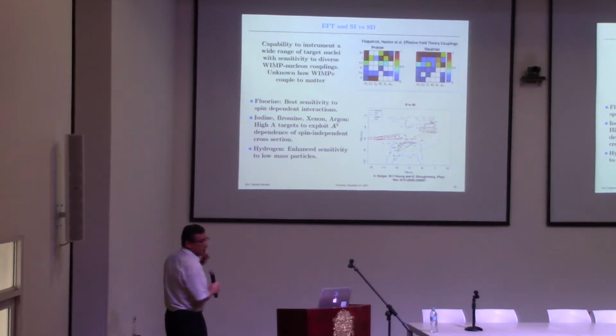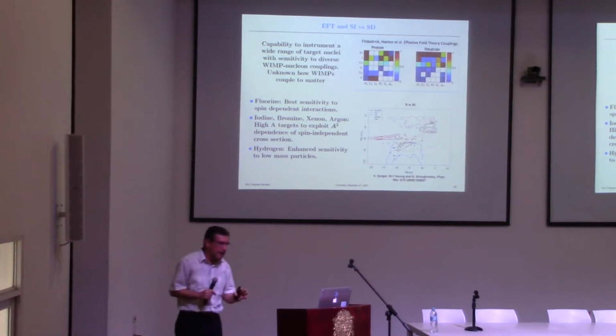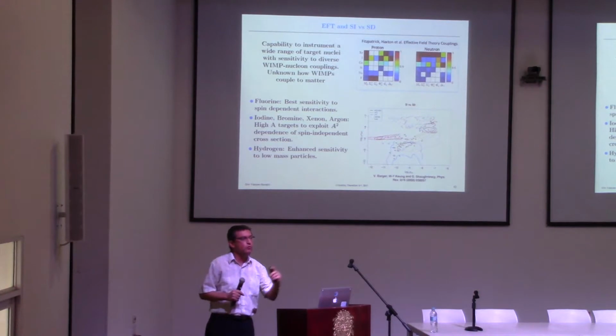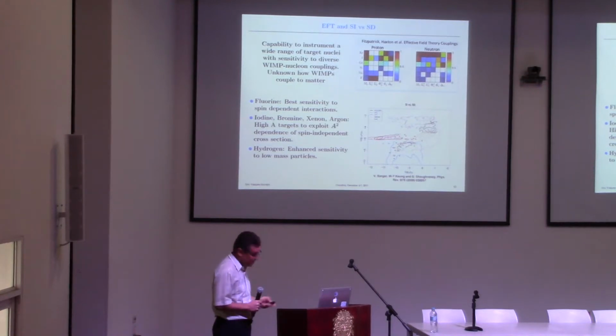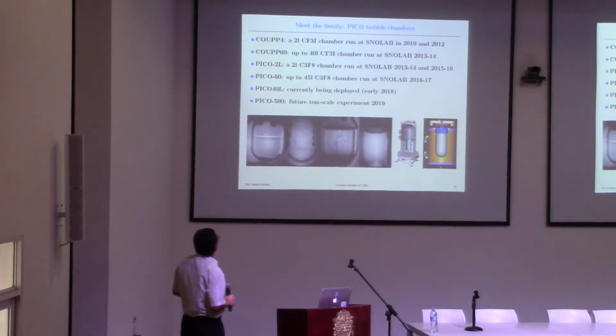And the hydrogen will allow us to go to low WIMP masses. We can basically explore both spin-dependent and spin-independent with our chambers. So this is the family of our detectors.